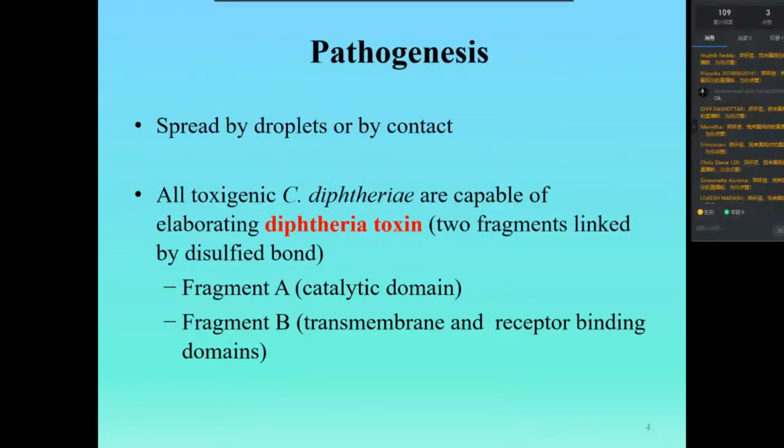For pathogenesis, the bacteria usually spread by droplets or by direct contact, especially in kids. So that means that if there is some kid infected, we need to isolate the patient. The toxigenic diphtheria are capable of elaborating diphtheria toxin. And this diphtheria toxin is also an exotoxin, so it's a secreted protein. And it also contains two subunits.